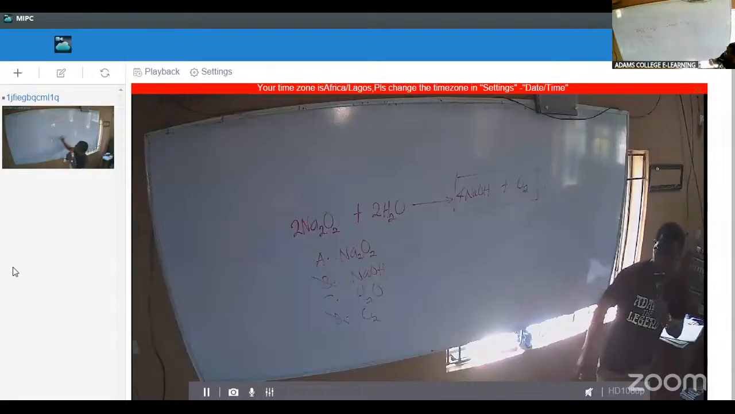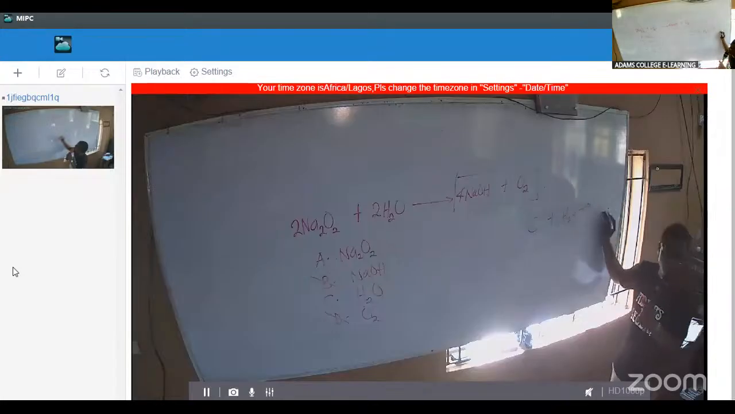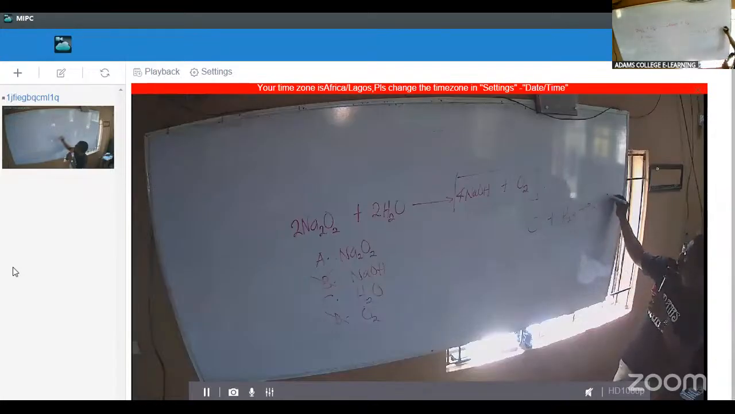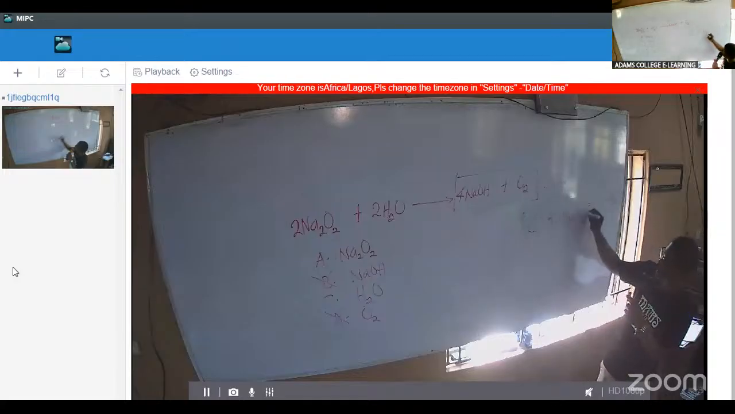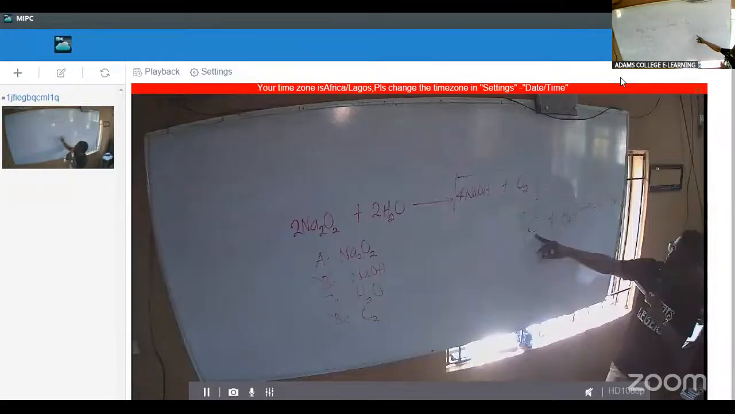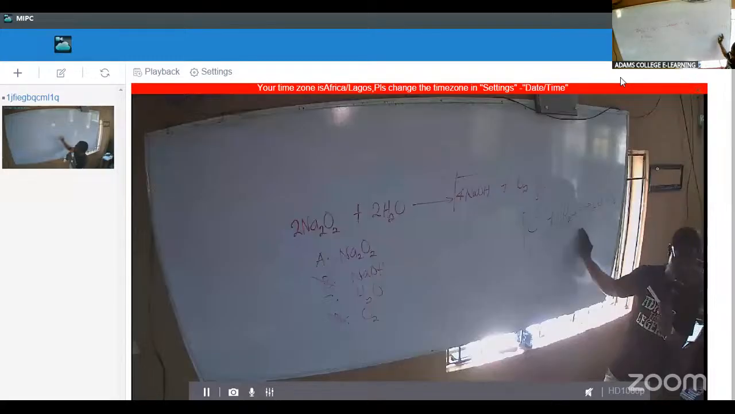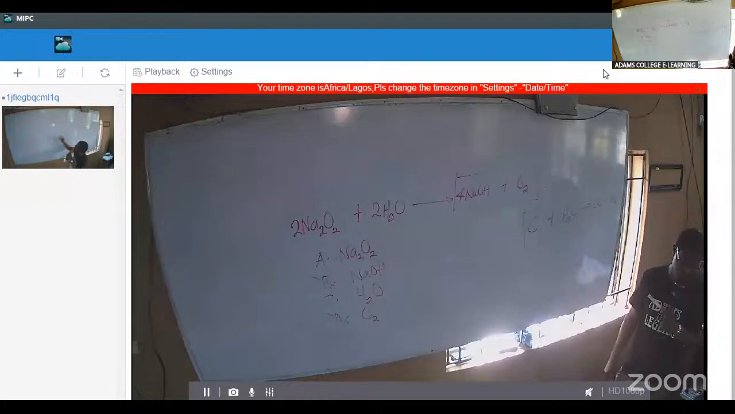Let me show something. C plus H2O, you now have CO plus hydrogen. Class, in this reaction, who is oxidized? C, coke plus steam, gives CO and hydrogen, that's water gas. Who is oxidized? C is oxidized. Why?